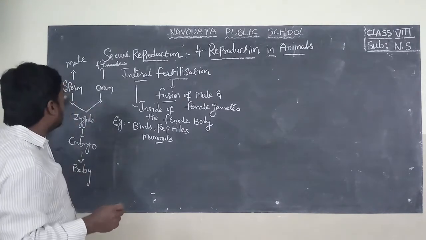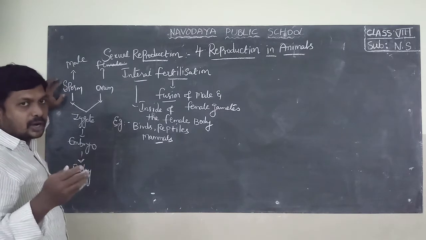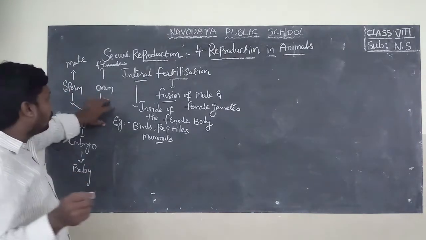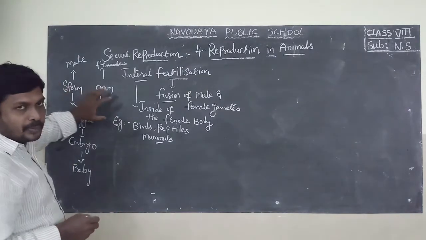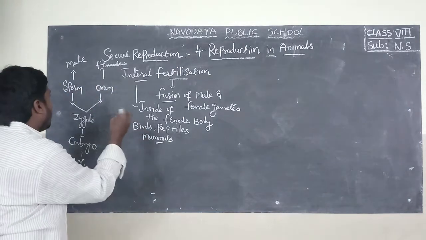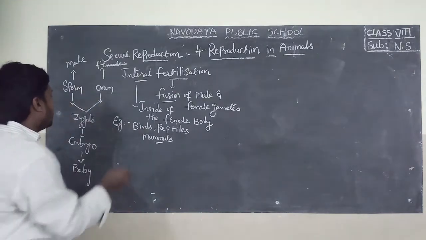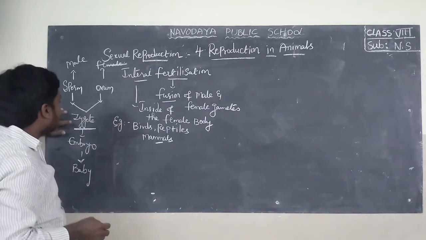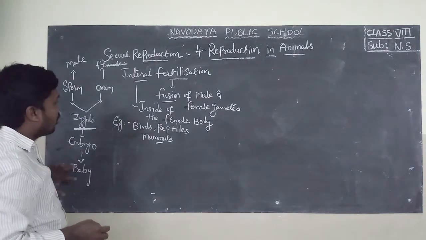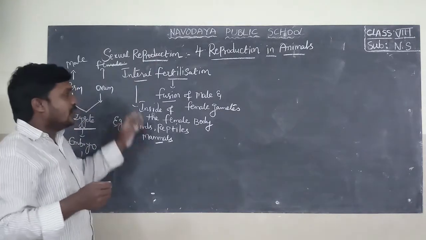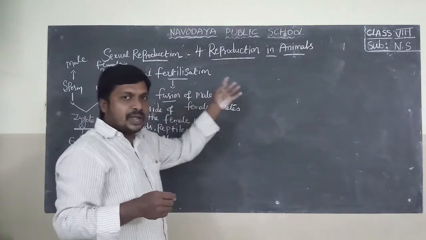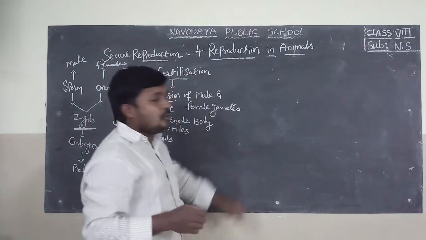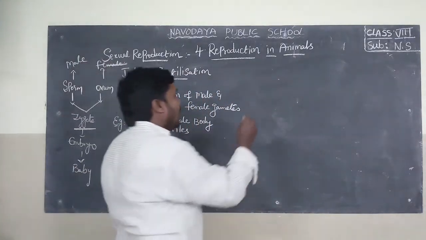Sperms can live 24 hours to 72 hours. But ovum can live only 24 hours. Sperms can move, ovum cannot move. When sperm and ovum unite together, zygote will be formed. That process is known as fertilization. This zygote develops into embryo, embryo develops into baby. Now, how does internal fertilization take place in animals or human beings? I will explain the process of how fertilization takes place with the help of a diagram.